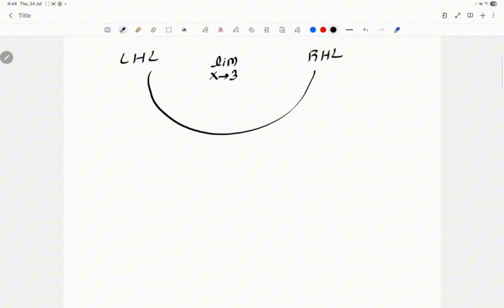Now let's talk about what it means to have a left hand limit and what it means to have a right hand limit. So let's say I want to find the limit of x approaching 3. I must be able to find the left hand limit and the right hand limit. And when they're equal to each other, then we have a limit. We have an answer. So the left hand limit will be written like this notation: limit of x approaching 3 from the left. From the left, we use a minus sign.